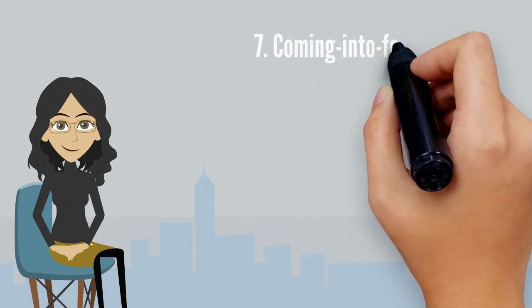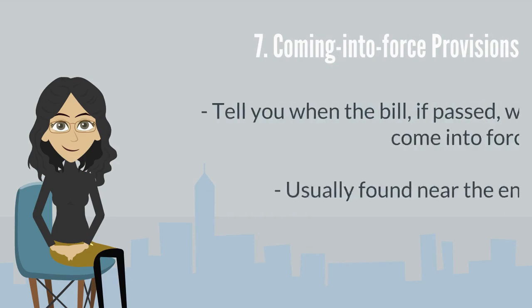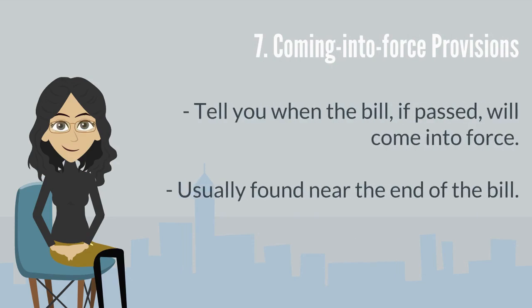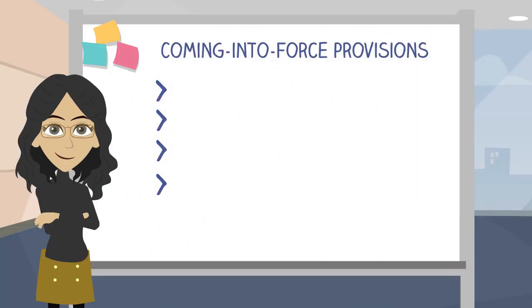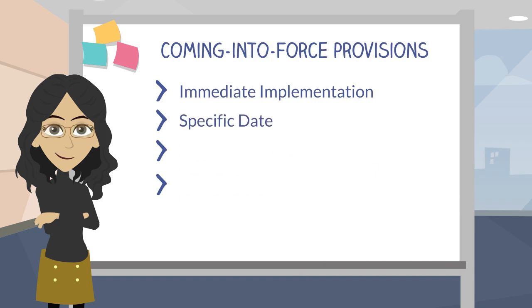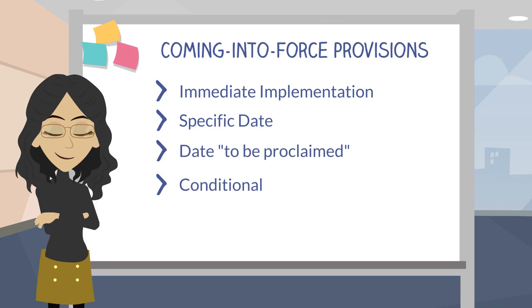Next is the coming into force provisions. They will tell you when the bill, if passed, will come into force. It is usually found near the end of the bill. These provisions can tell you 4 things. They can specify that the Act comes into force on the day it receives royal assent, will come into force on a specific date, will come into force on a date to be proclaimed, or will come into force when certain conditions are met, for example, following the coming into force of another act or the signing of a treaty.